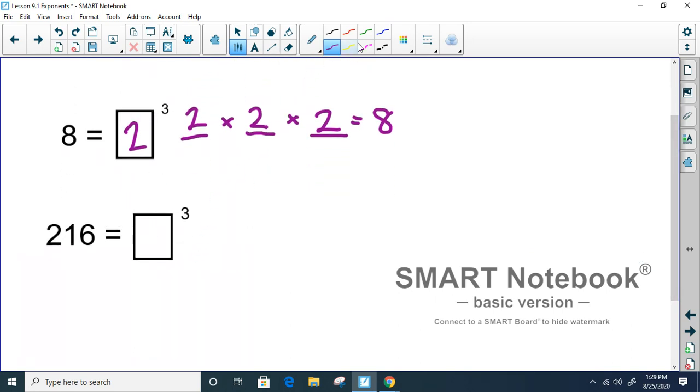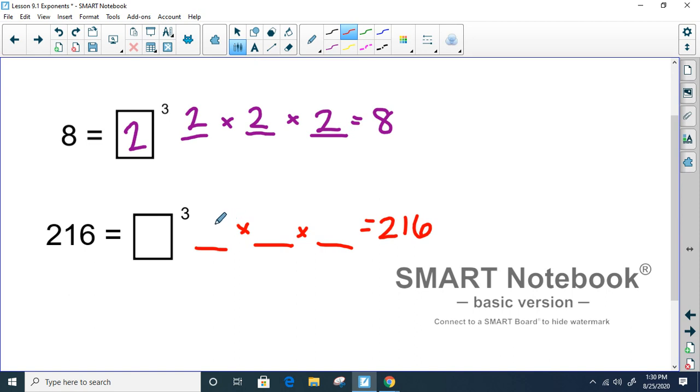Now again, I see that my base is being repeated 3 times. So I'm going to give myself 3 spaces and say 216. So I know that 216 is a lot bigger than 8. So I know that my base is going to be larger than 2. So let's see, if I did 3 times 3 is 9 and 9 times 3 is 27, that's much too low. So I'm going to try something bigger.